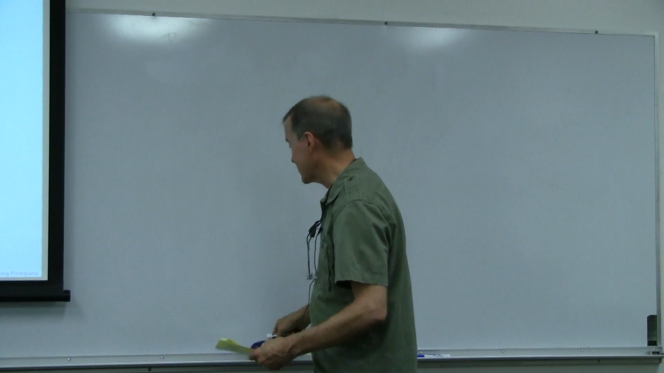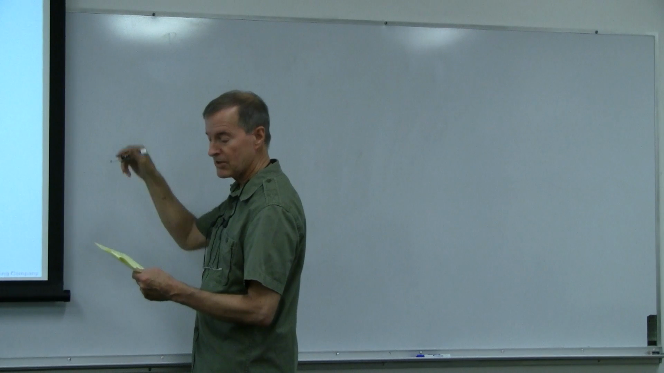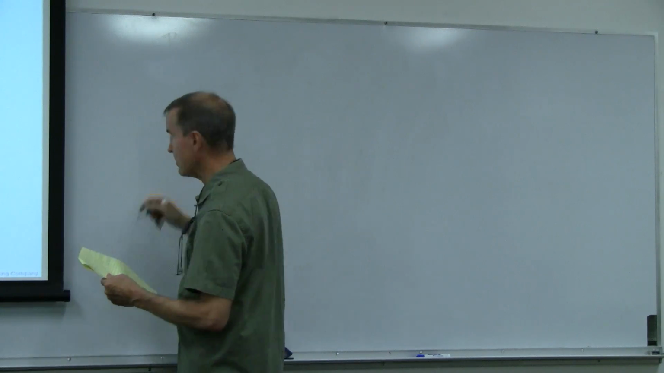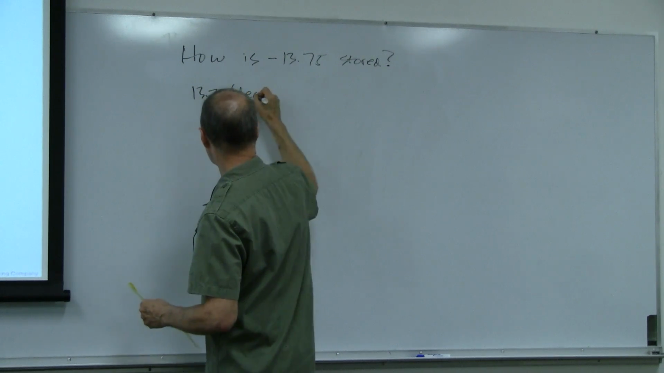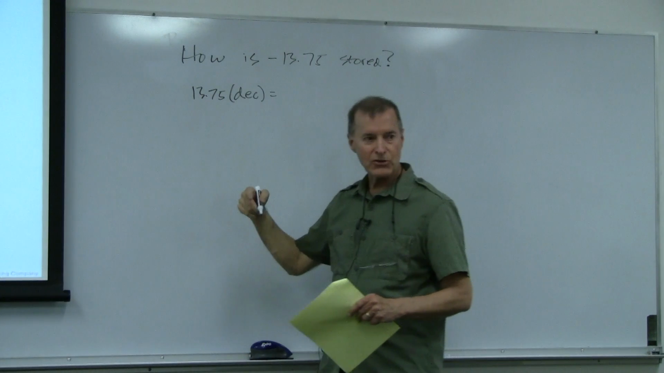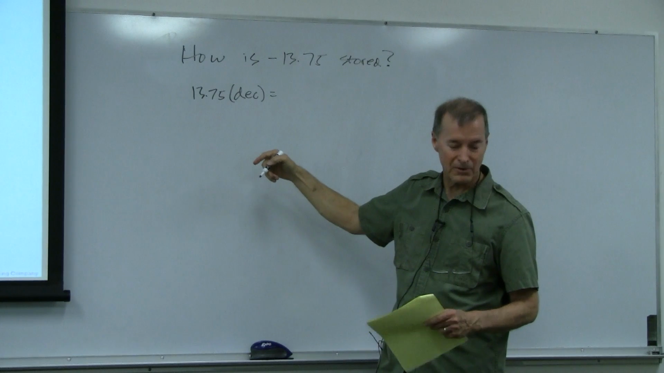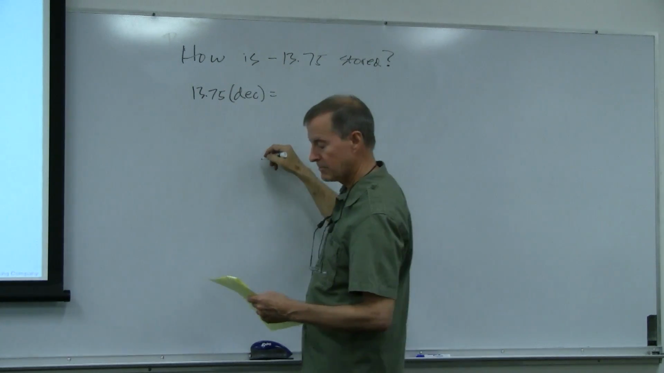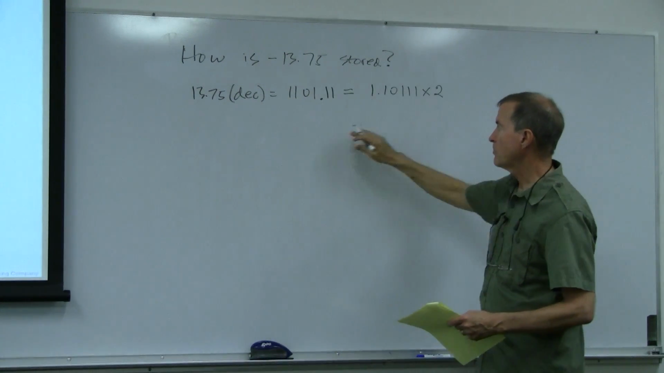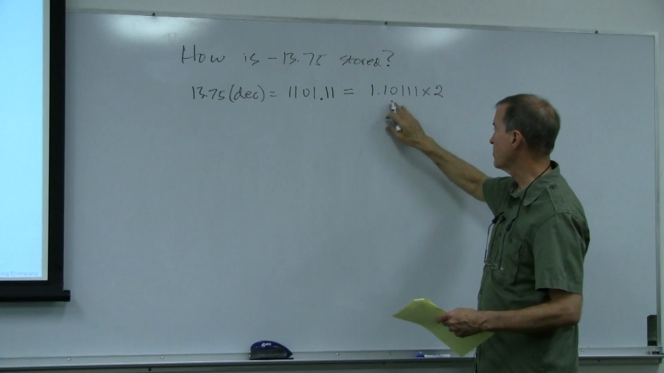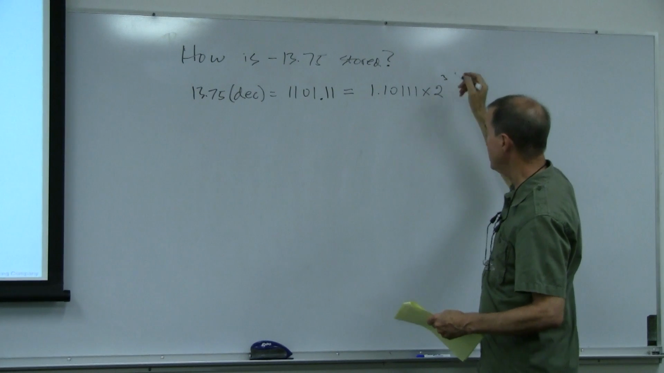Let's do an example where we have to do this, with our small example. How is negative 13.75 stored? We won't take the time to work out what 13 is and what 0.75 is, like we did before. 13, I think, is 1101. So it's 1.10111 times 2 to the 3.